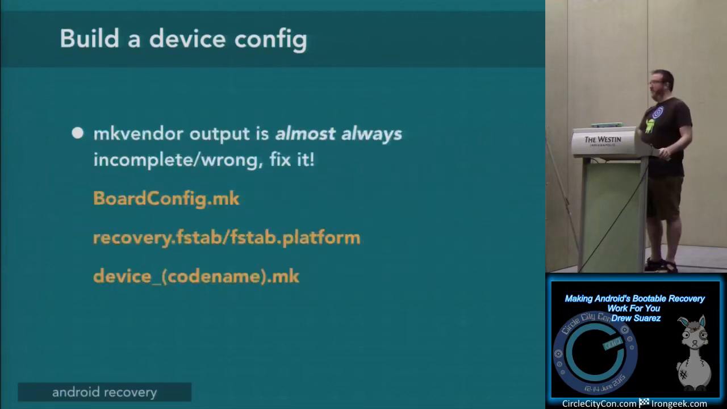Unfortunately, make_vendor is terrible, and it's going to be incomplete and wrong. So it's going to help you get right off the ground and get you a skeleton config, but you're going to need to edit basically everything that it produces, or you're not going to get a good compile. So for the purposes of this specific talk, we're only going to reference these 3 important make files. There's lots of other things that happen here, but again, limited time here. So the board config, the fstab file, and the device codename make file.